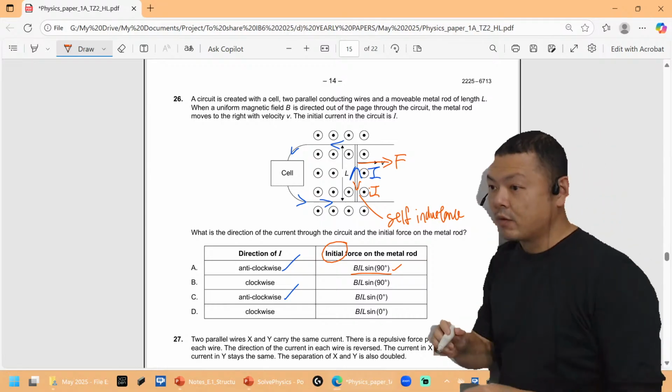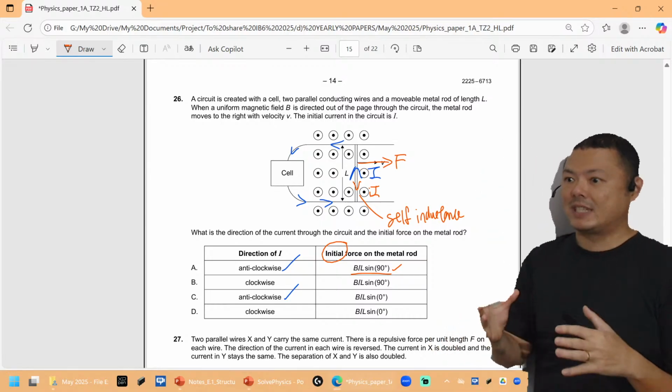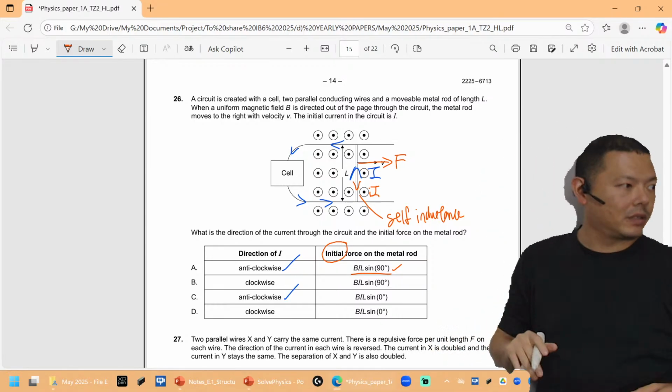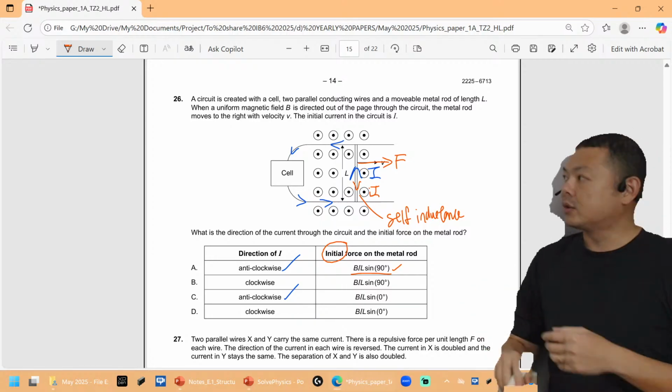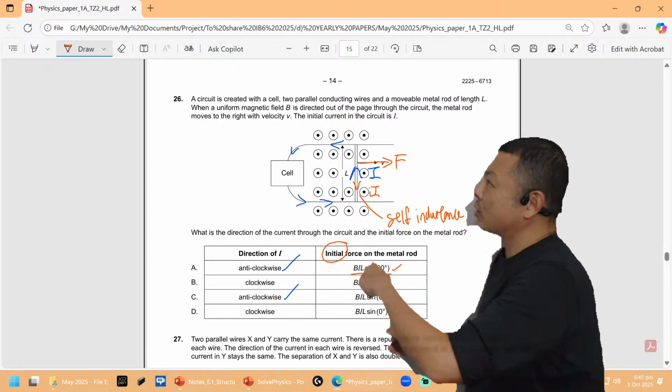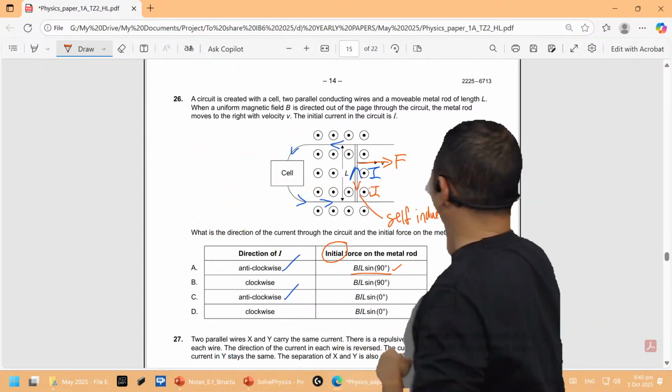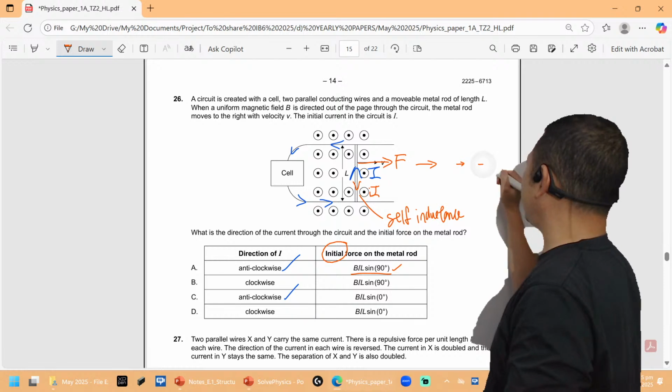Right, the movement of the rod due to the current is inducing an EMF on its own. And this EMF is opposing the original EMF. So the current in this rod is getting less and less. So the force acting on the rod will get less and less and less.